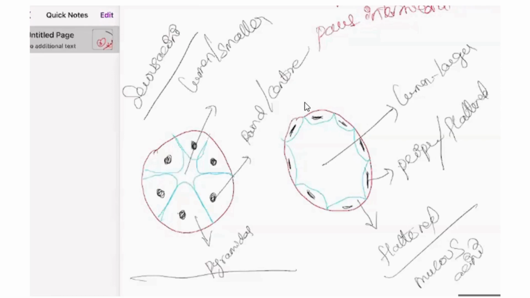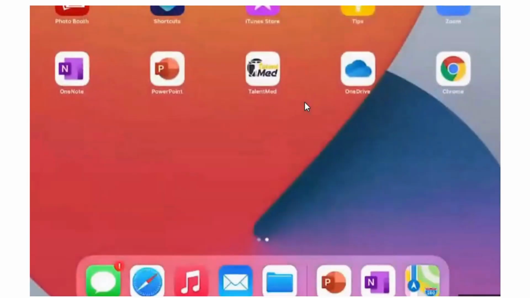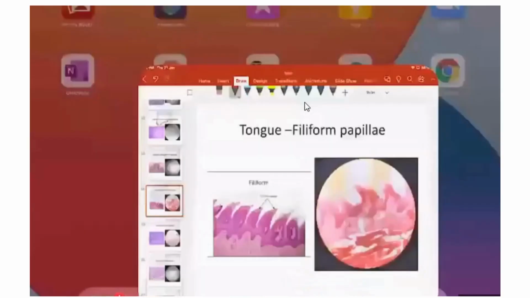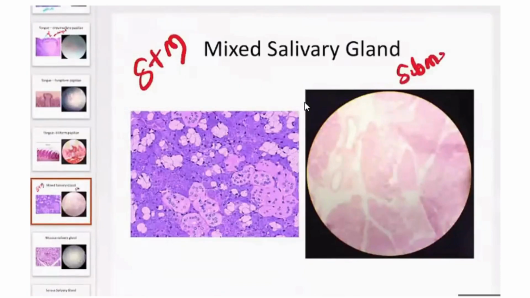I'm going to talk about salivary glands. That's the reason why I'm explaining serous acini and mucus acini. You should first know the difference between them. You are clear with this morphology, right? The mixed salivary gland, sorry, the submandibular salivary gland, has both serous and mucus acini. What we have described in the previous part, those acini will be present in the mixed salivary gland.